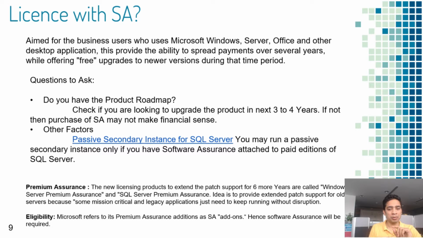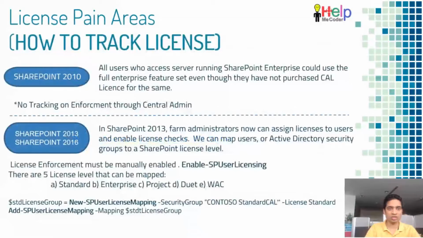Just keep in mind that premium assurance is an SA add-on, meaning you need to have software assurance to get premium assurance. So you need to purchase software assurance first, then you need to purchase premium assurance. So this is about software assurance.